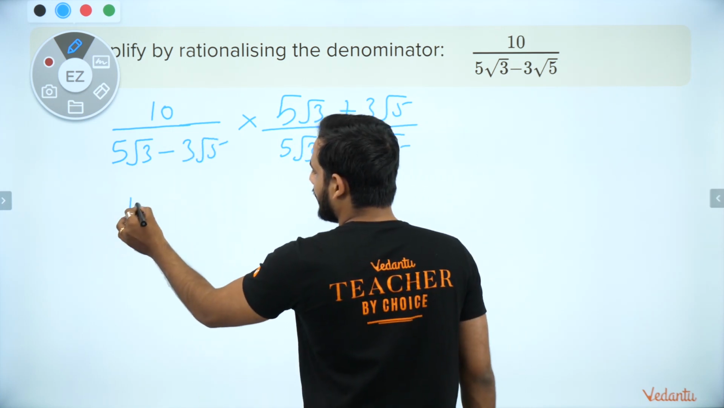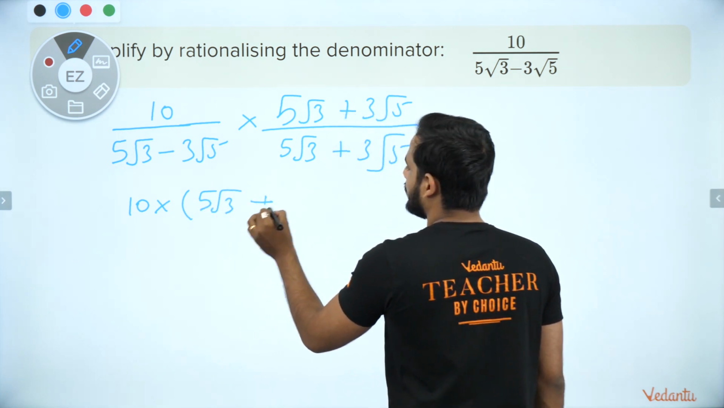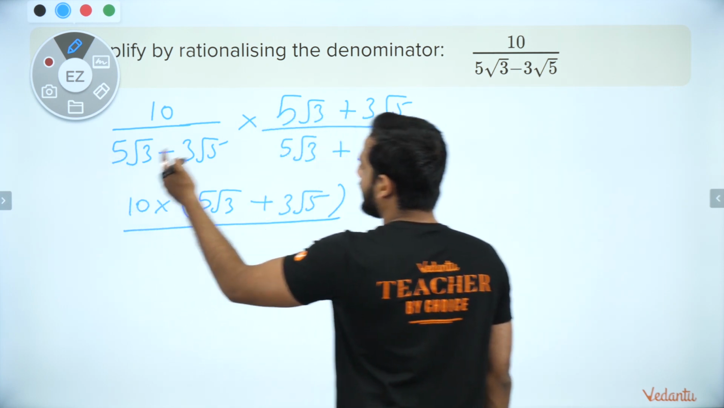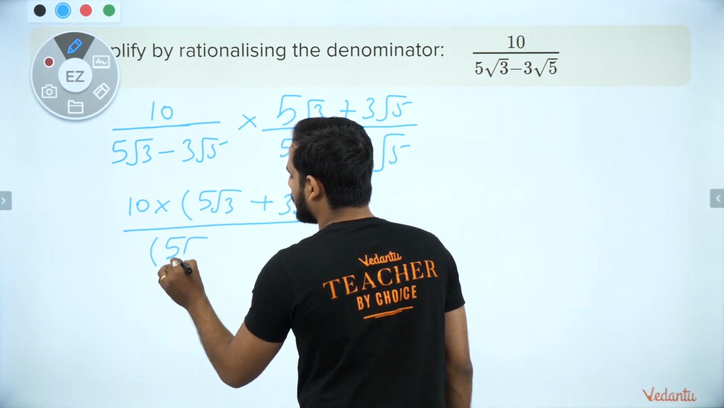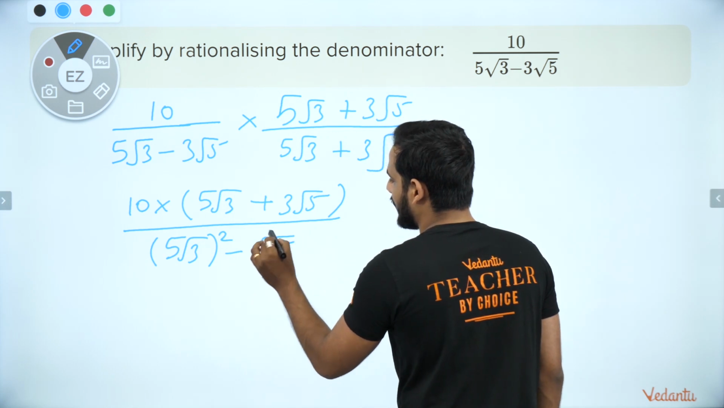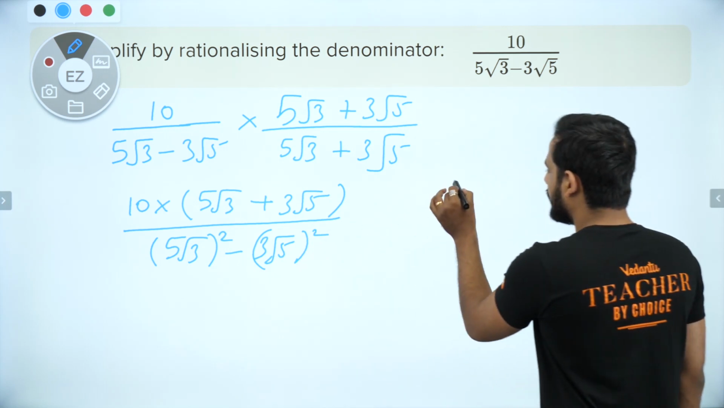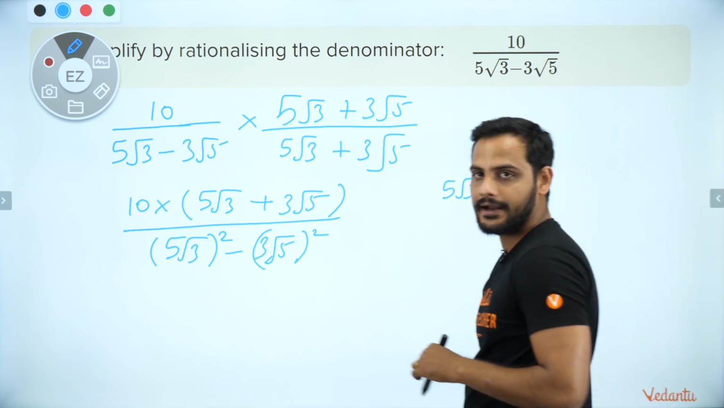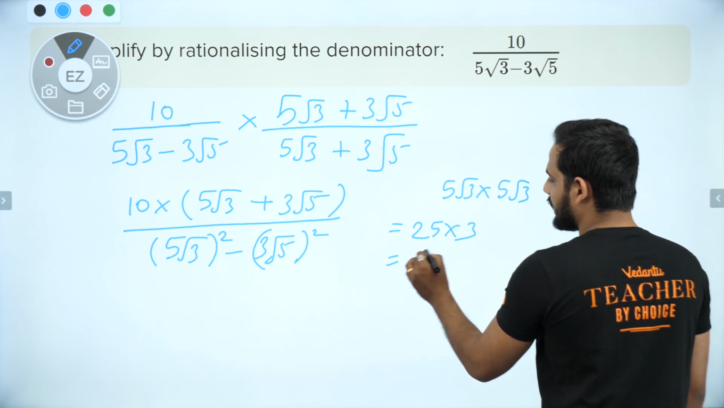So here you get 10 into 5 root 3 plus 3 root 5, divided by a square minus b square, that is 5 root 3 whole square minus 3 root 5 whole square. Now how to solve 5 root 3 whole square? It means 5 root 3 into 5 root 3. 5 into 5 is 25, and root 3 into root 3 is 3, that is 75.